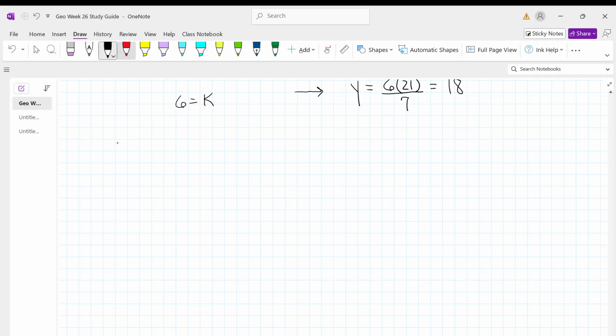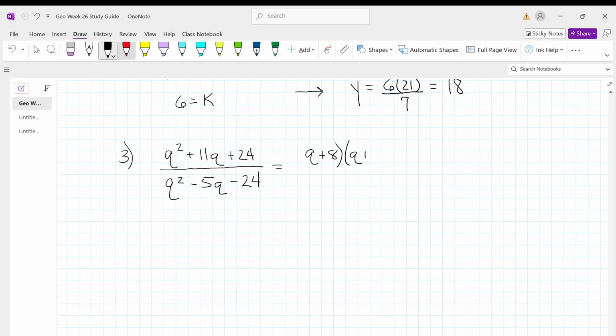Problem number 3 is just a simplify problem. You got q squared plus 11q plus 24 divided by q squared minus 5q minus 24. All right, so we can rewrite the numerator as q plus 8 times q plus 3.